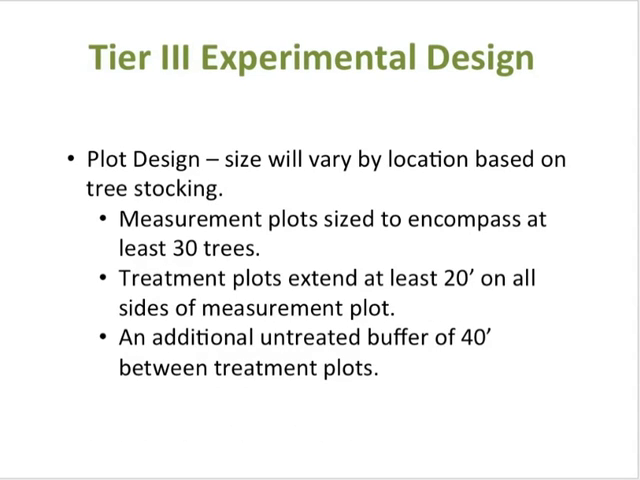The size of the treatment plots will vary, and this is based on tree stocking. We wanted to have at least 30 measurement trees so we could get a good diameter distribution. The treatment plot extends outside the measurement plot by at least 20 feet on all sides, and we have an additional untreated buffer of 40 feet between each of the treatment plots to make sure we don't get any bleed of the fertilizer treatments from one treatment to the next.